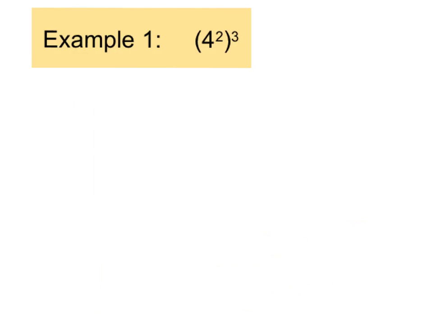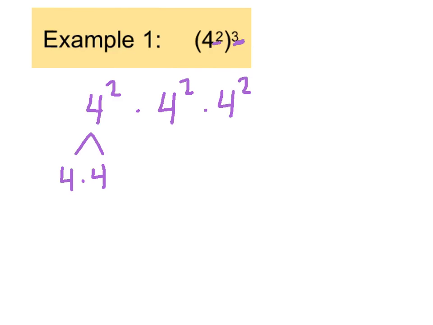For our first example, we're going to look at the problem 4 squared to the third power. We'll be applying the power to a power rule, and it's called that because we have an exponent that's being applied to a term that also has another exponent. Okay, we know that this means that we really have 4 squared multiplied by itself 3 times. We also know that 4 squared means 4 times 4.